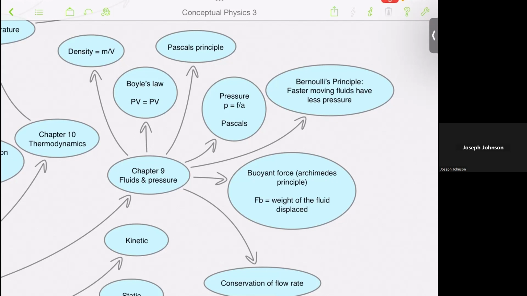And we also talked about flow rate. Flow rate is equal to the area through which a fluid is moving multiplied by the velocity of that fluid. If you do the units, area is meters squared and velocity is meters per second. So you end up with meters cubed per second, which is volume per unit time. That's what the flow rate is. It's the volume of fluid in a given amount of time.